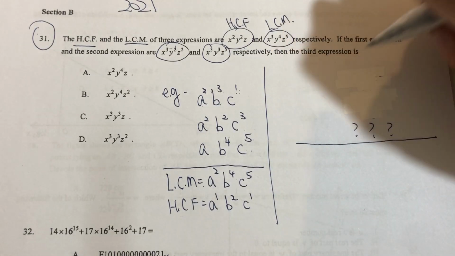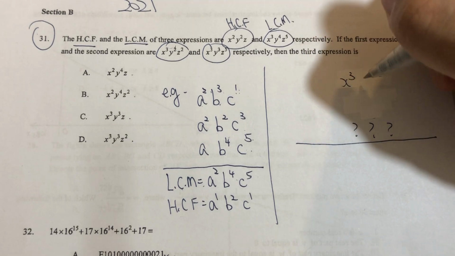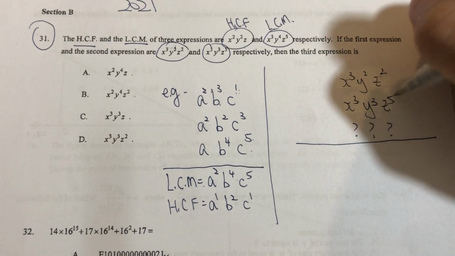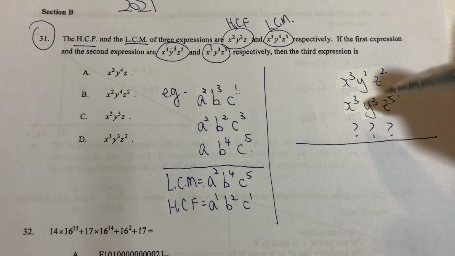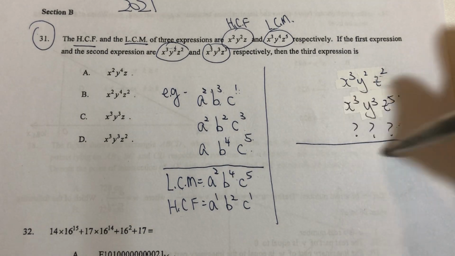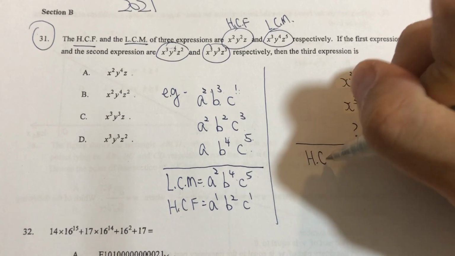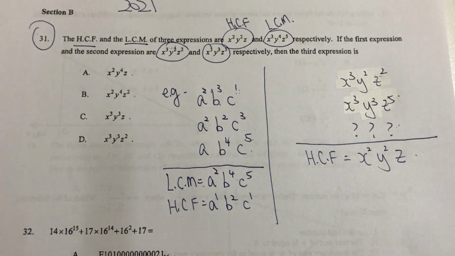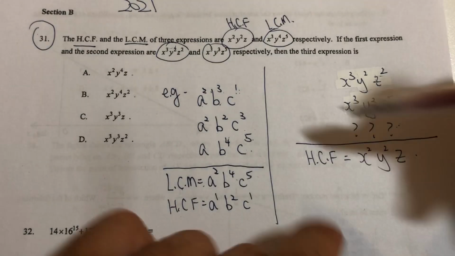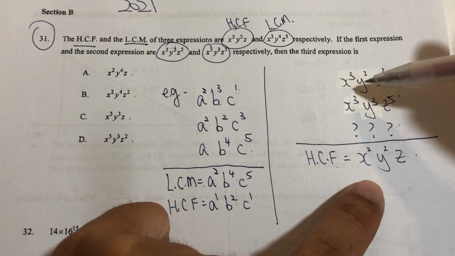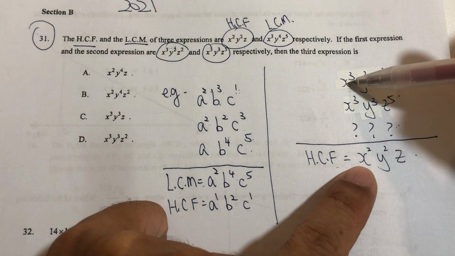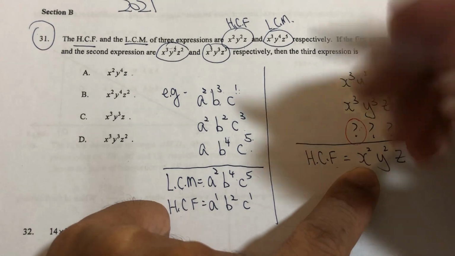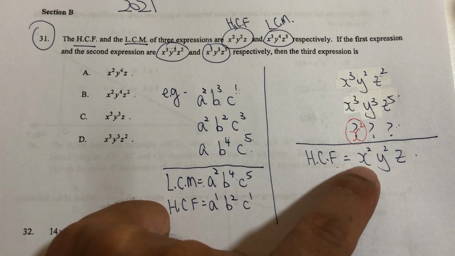Okay, we have x to the power 3, y to the power 2, z to the power 2, and x to the power 3, y to the power 3, z to the power 5, right? Now, we know that we have one more, but we don't know what it is. But if you consider the HCF, the result will become x to the power 2, y to the power 2, and z, right? So since HCF should be the smallest one, if it is x to the power 2, these 2 are already x to the power 3. Therefore, the question mark here, guess what? It should be x to the power 2.